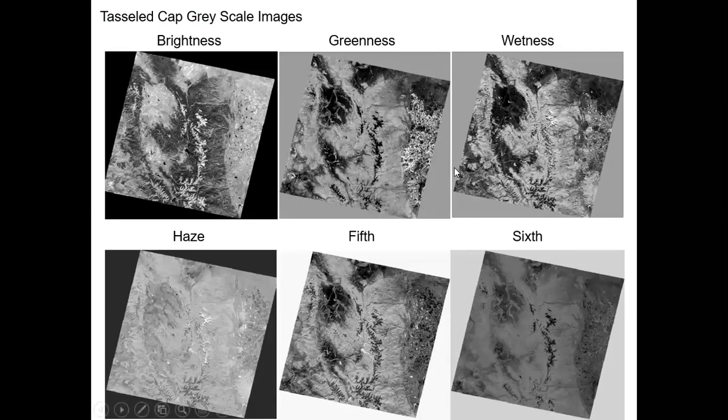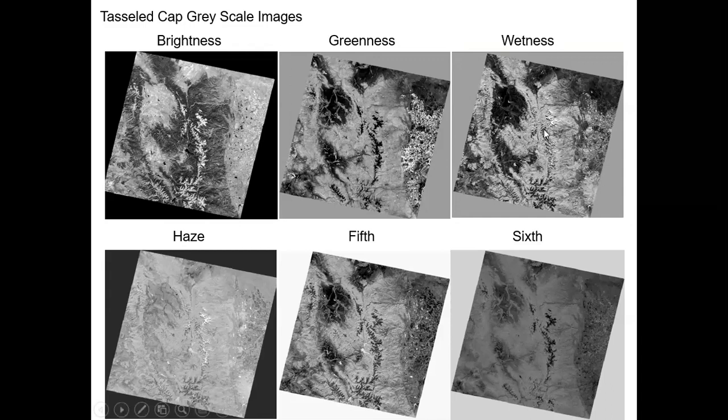And here we just have some grayscale images. We have brightness, greenness, and wetness. These look very much like the first three principal components of the same image, and that's for a good reason. Brightness is basically the first principal component. Greenness gives you the information about the contrast between bands 3 and 4, red and near infrared, and it tends to be the second most important source of variability in an image. And then wetness is a mid-infrared effect.